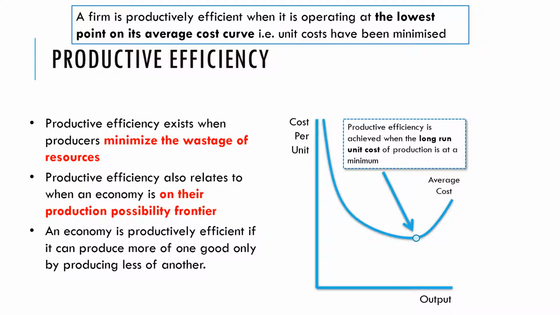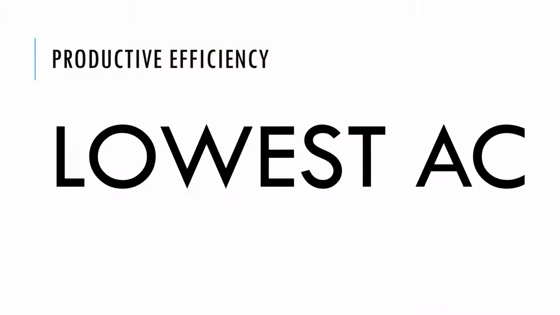In terms of our cost curves and looking at businesses, we would say that a business is productively efficient when they're producing at the lowest possible average cost. We cannot produce cheaper than this, so we have minimized the wastage of resources at this particular level of output. So a business or a market is productively efficient if we're producing at the lowest possible average cost.